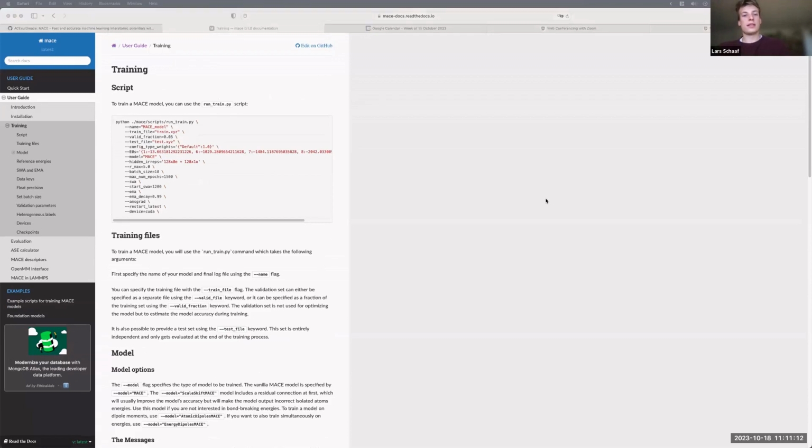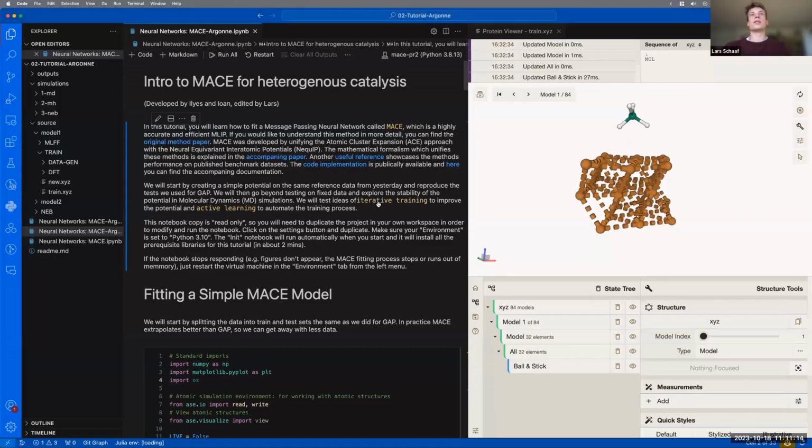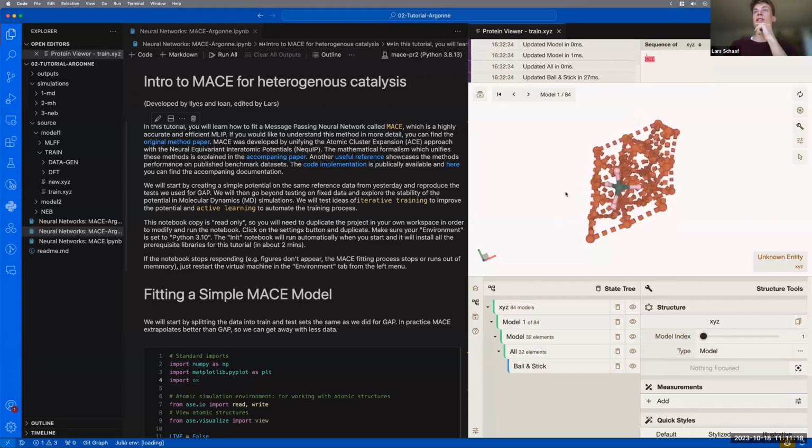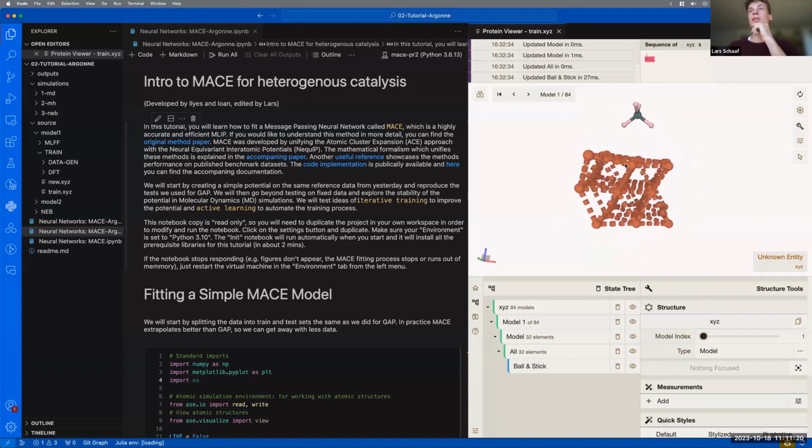And so with that, I'll move on to the notebook that I quickly prepared for this. So here you can see the structure again that we're going to be looking at today.